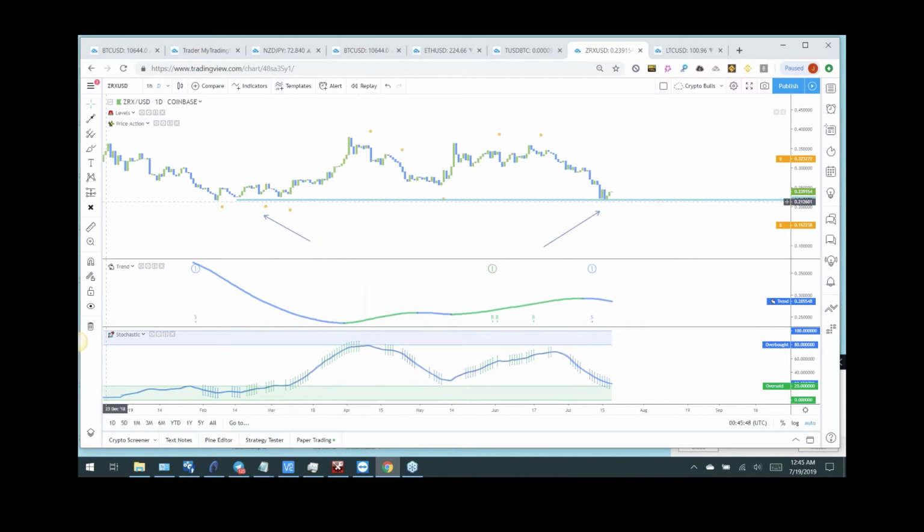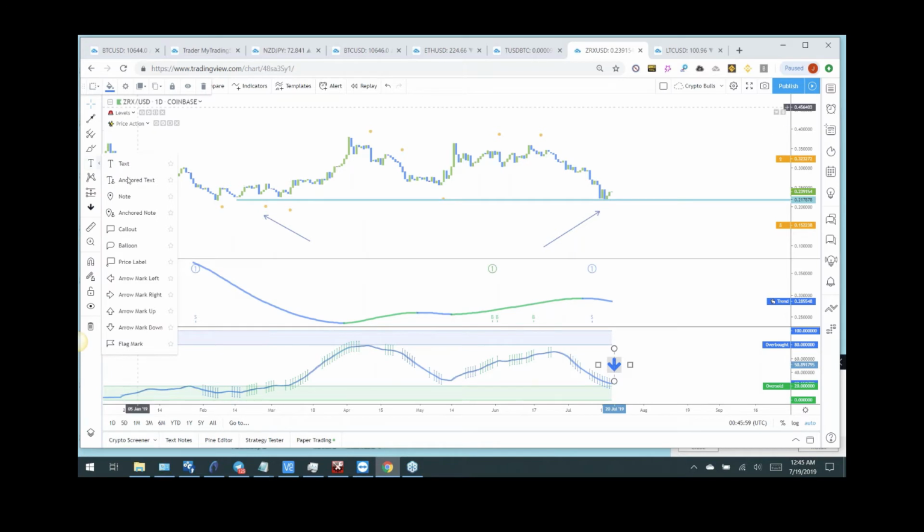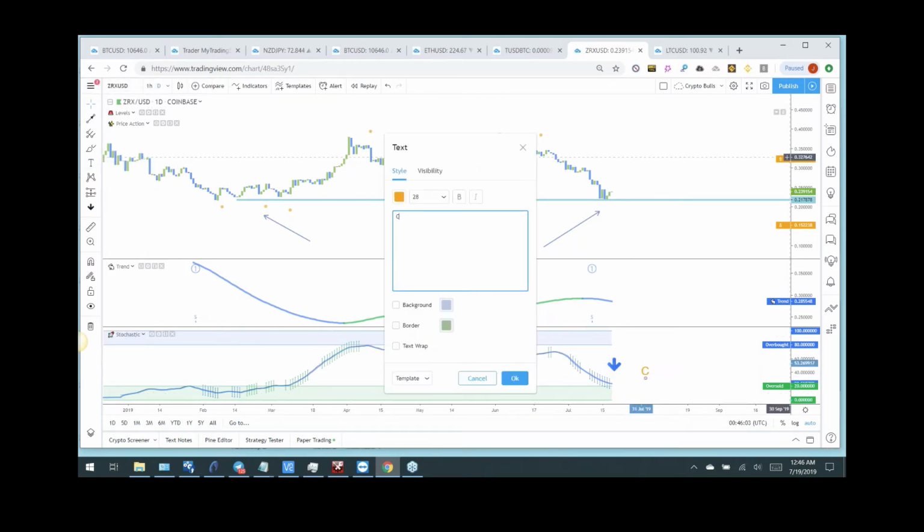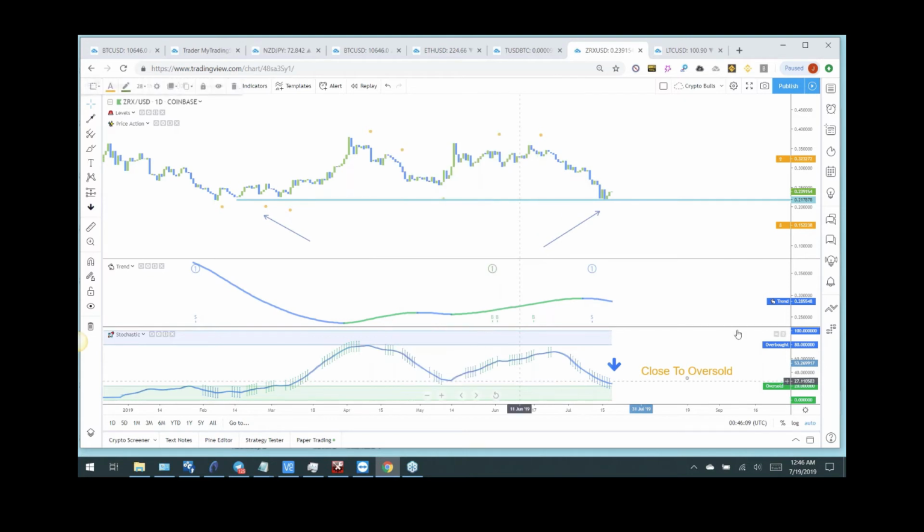Now, what's good is we have the stochastics on the bottom, which are getting close to oversold. But it hasn't turned yet. So right now the trend is still down, but we don't actually have a signal right now from there. The trend is down at the moment.